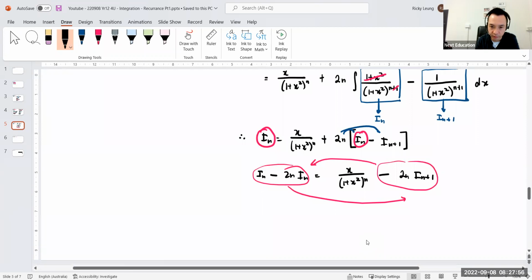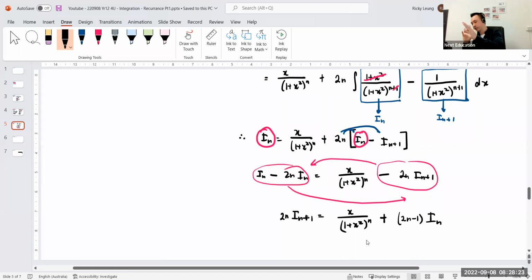Okay, I don't have a lot of vertical space, so that's fine. 2n I_{n+1} equals x over (1 + x²)^n, and then now factorize I_n, bring it over, so you sort of get plus (2n − 1) I_n, right? Because if you factorize 1 − 2n and bring it over, the negative flips the sign, flips the order, yeah?